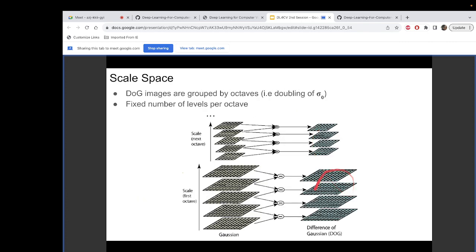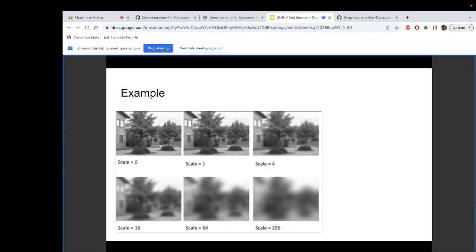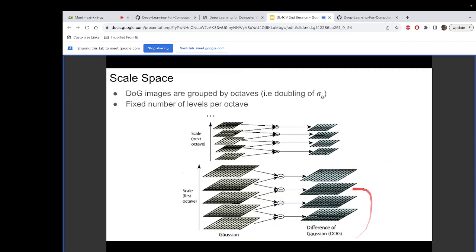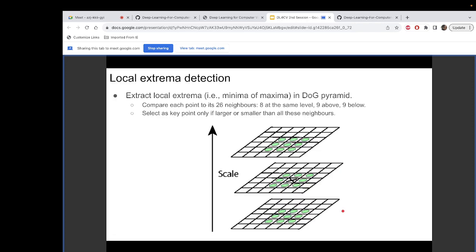So we have already taken care of the scale here, we have taken the difference of Gaussians. Now we are left with the activity of detecting the actual interesting points. So what we do here is extract a local extrema in the DOG pyramid, the DOG pyramid that we saw in this slide. We are trying to extract the local extrema in this pyramid.